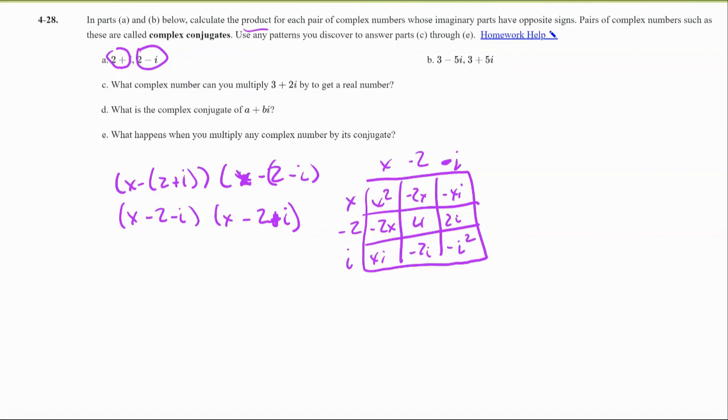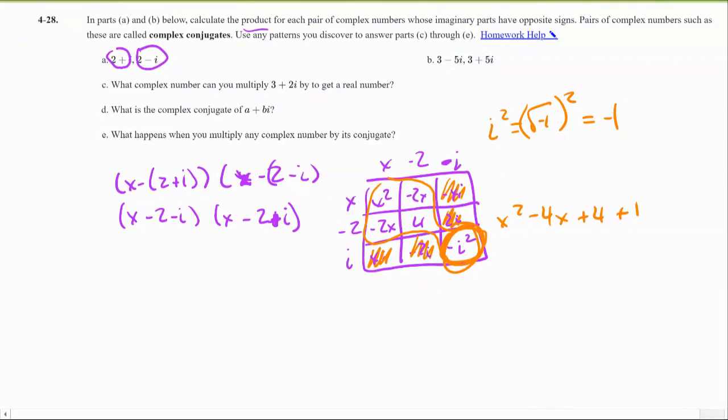So what I want to show you here is that negative xi plus positive xi is 0. Negative 2i plus 2i is also 0. And so really I'm just going to be adding together these things because i squared is equal to the square root of -1 squared, which is just -1. So really what I get here is x squared minus 4x plus 4x plus 1, because negative times a negative is a positive. So I get x squared minus 4x plus 5 as part of that equation.